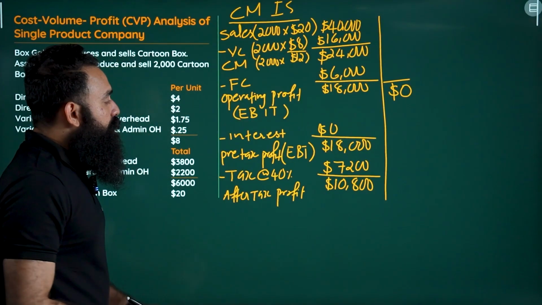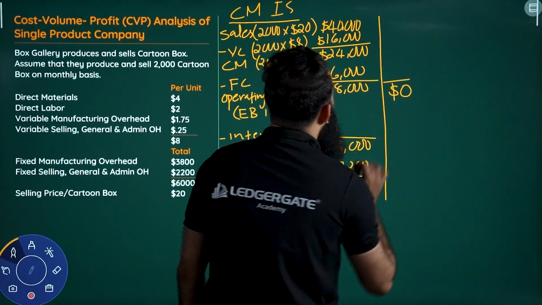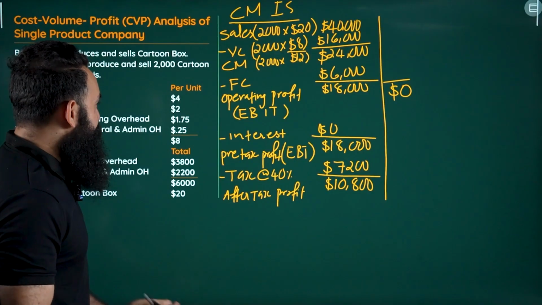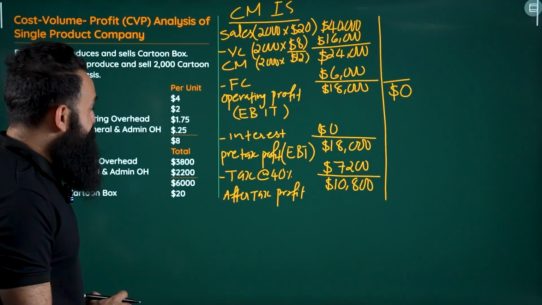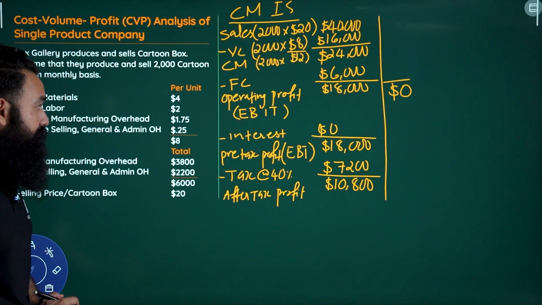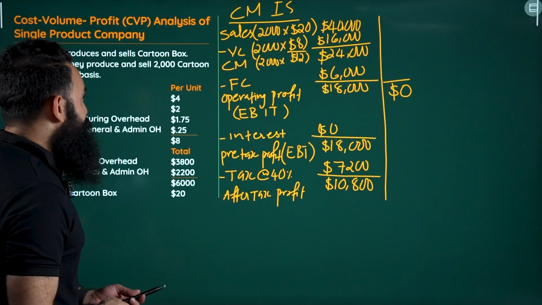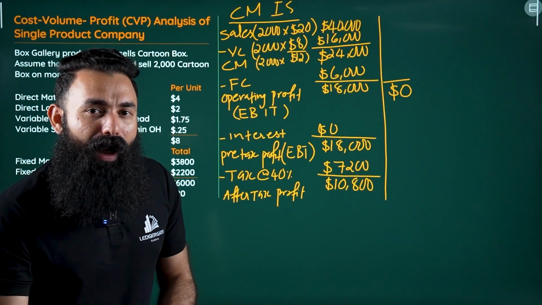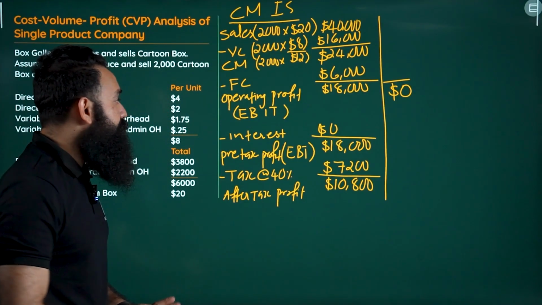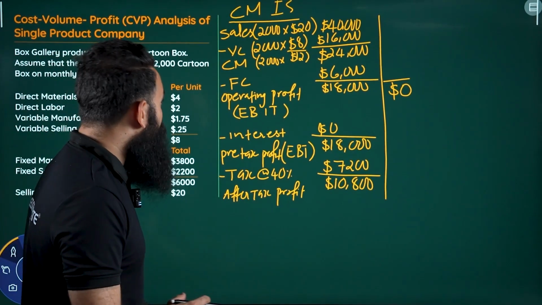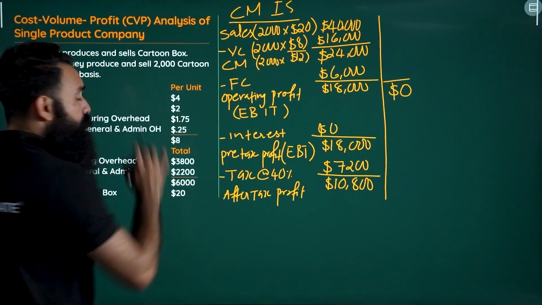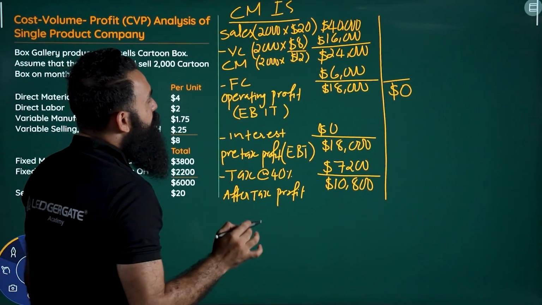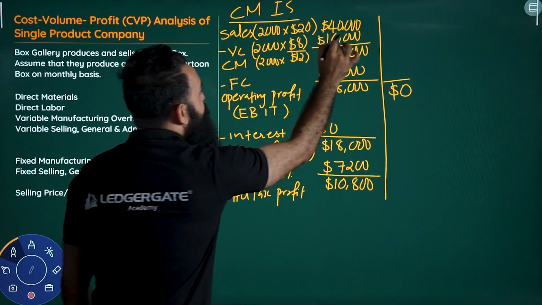So we are going to calculate the break-even point. Let's see how to calculate it. We have some assumptions in CVP analysis that in any contribution margin income statement, some items remain constant and some items will change. Let's see which items change and which remain constant. As we know, now we are selling 2000 units, so 2000 into $20 will be our sales.